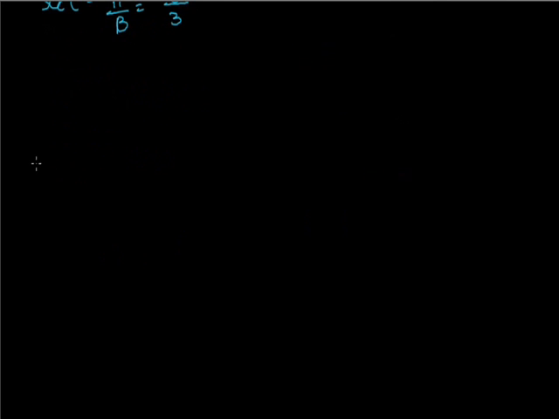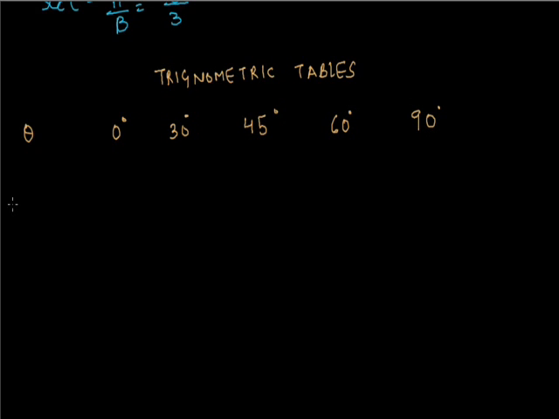Okay, moving towards the next topic. Next topic is related to trigonometric tables. First we'll be drawing out the values of some theta, that is, if theta becomes 0 degree, 30 degree, 45 degree, 60 degree, and 90 degree. And we have to calculate the value of sine theta, cos theta, tan theta, and inverse of these three, that is cosec theta, sec theta, and cot theta.